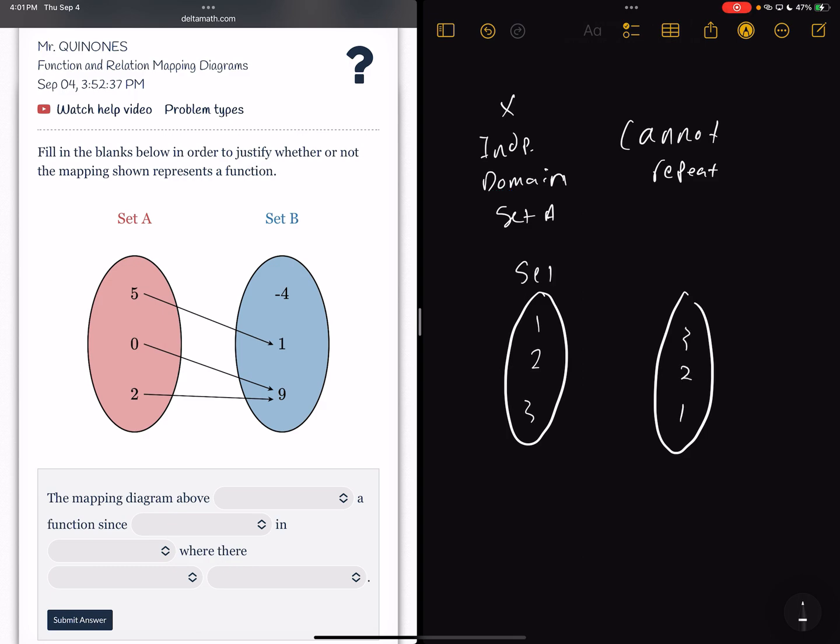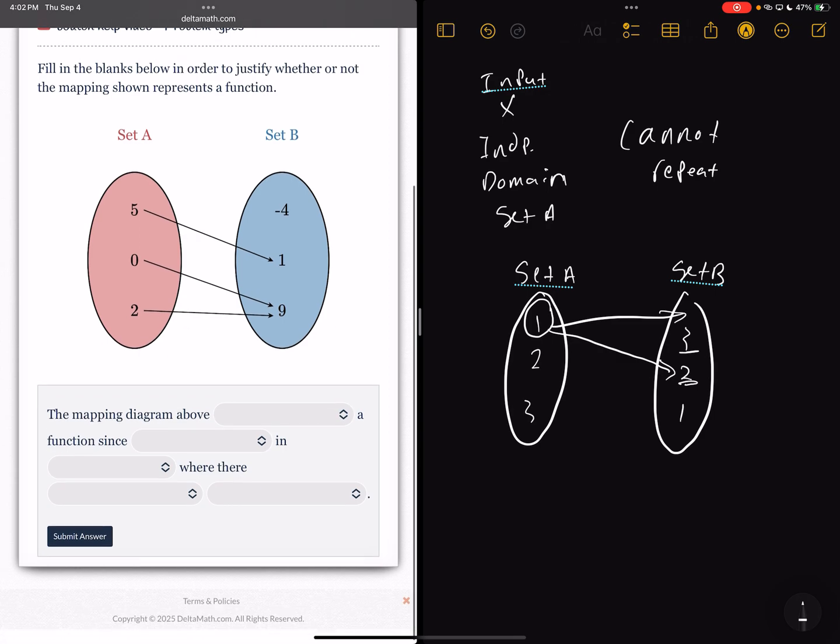This is set A. This is set B. The way it looks on a mapping diagram is if there are two arrows coming out of one input. And I forgot to put input. So if there are two arrows, this means that there are two values for one, right? When we input one, we end up with either 3 or 2.